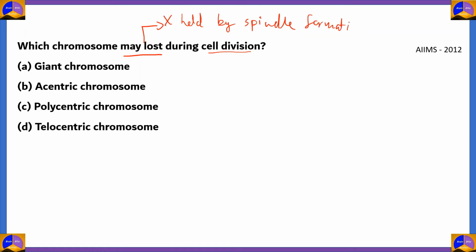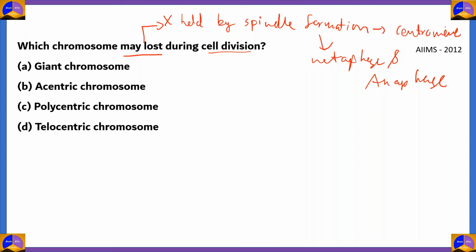And the spindle formation is found in metaphase and anaphase of cell division. So therefore, for a chromosome to be held by spindle formation, it should have a centromere. So if a chromosome does not have a centromere, then it will not be held by spindle formation in metaphase and anaphase, and therefore it may be lost.